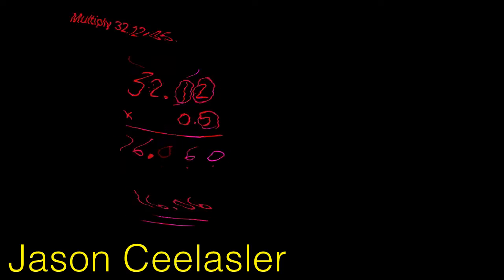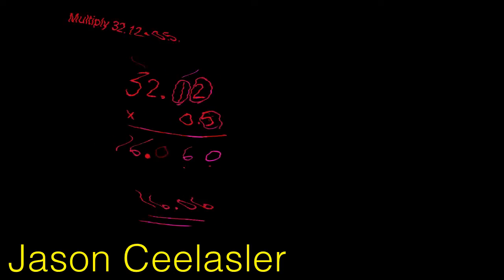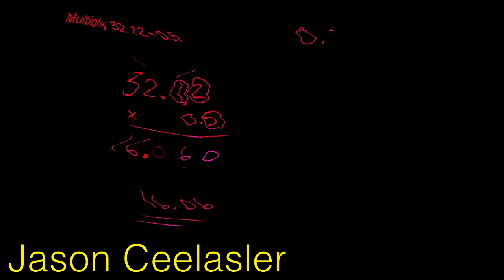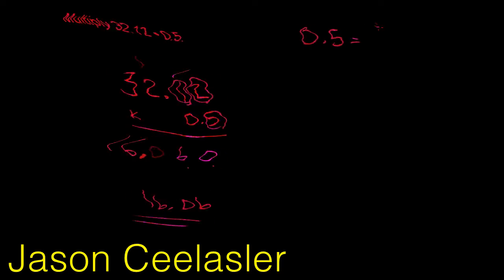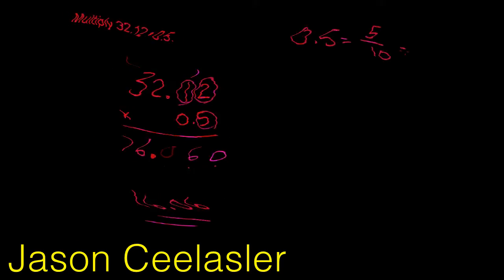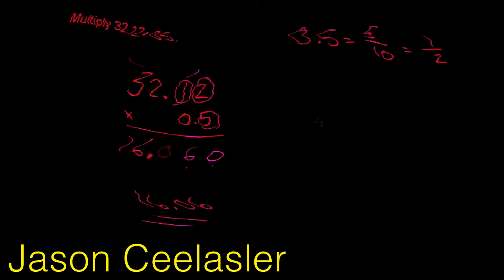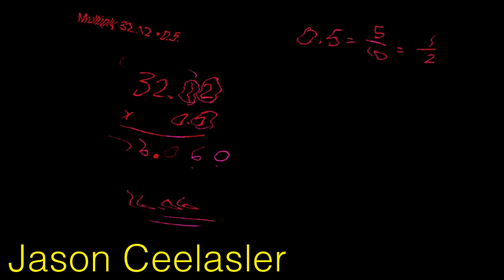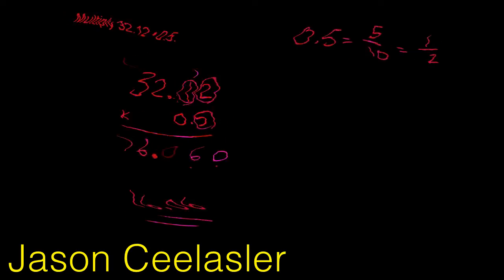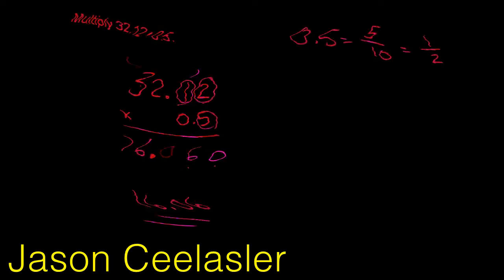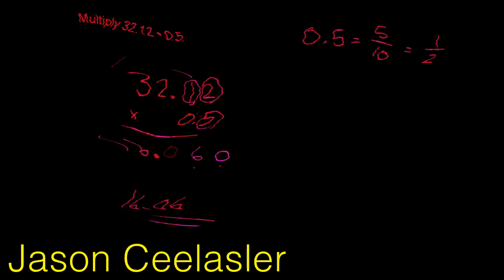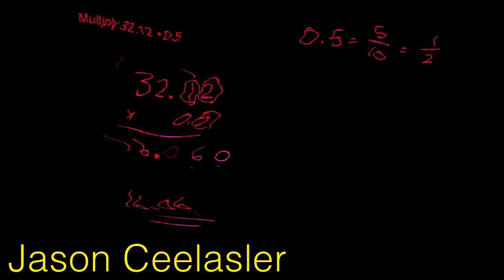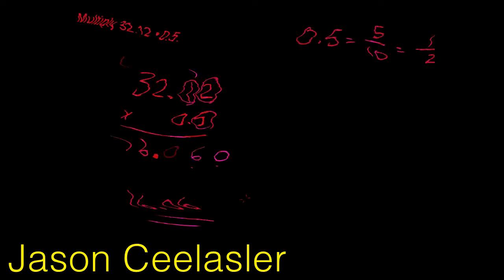Now the last thing you want to do is just make sure that this makes sense. You have a number that's almost 32, and we're multiplying it by 0.5. Remember, 0.5 is the same thing as 5 over 10, which is the same thing as 1/2. So we're really multiplying 32.12 times 1/2. We're trying to figure out what 1/2 of 32.12 is. And well, half of 32 is 16, and then half of 0.12 is 0.06, so this makes complete sense.